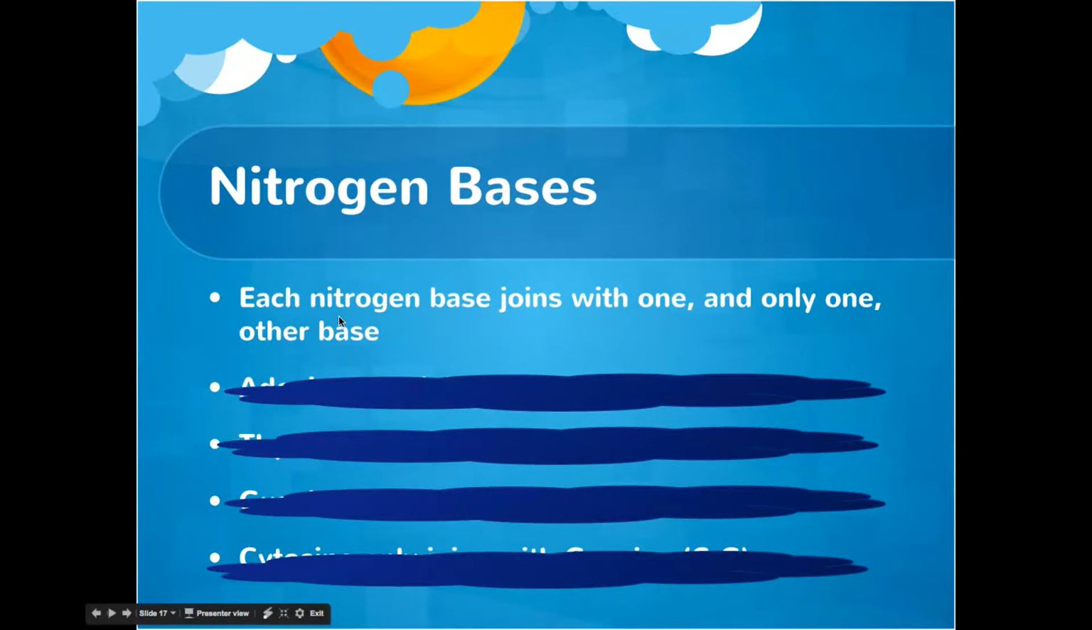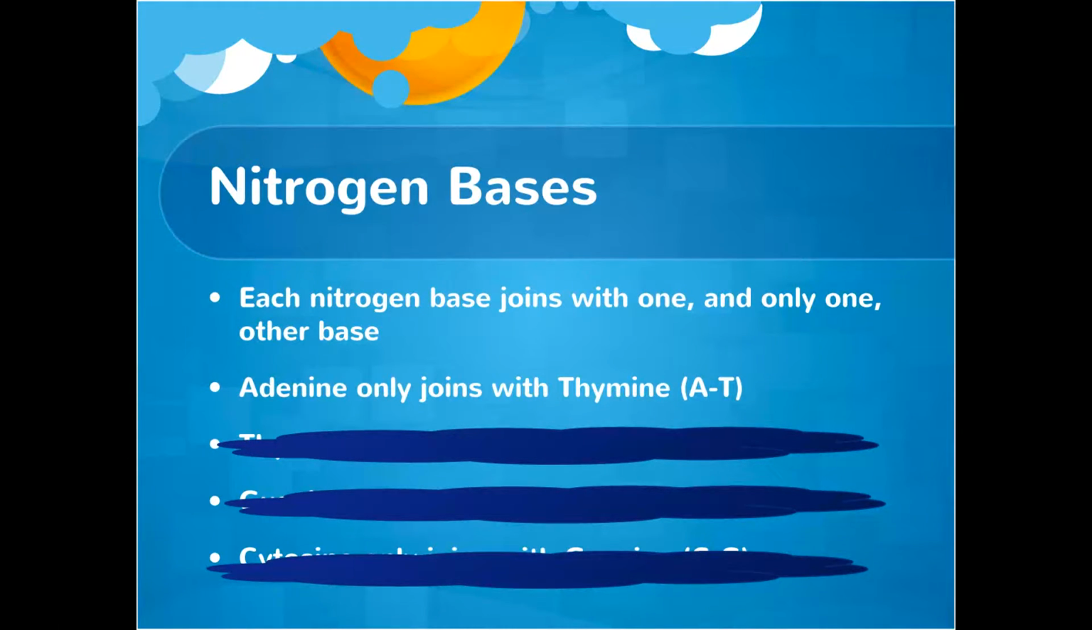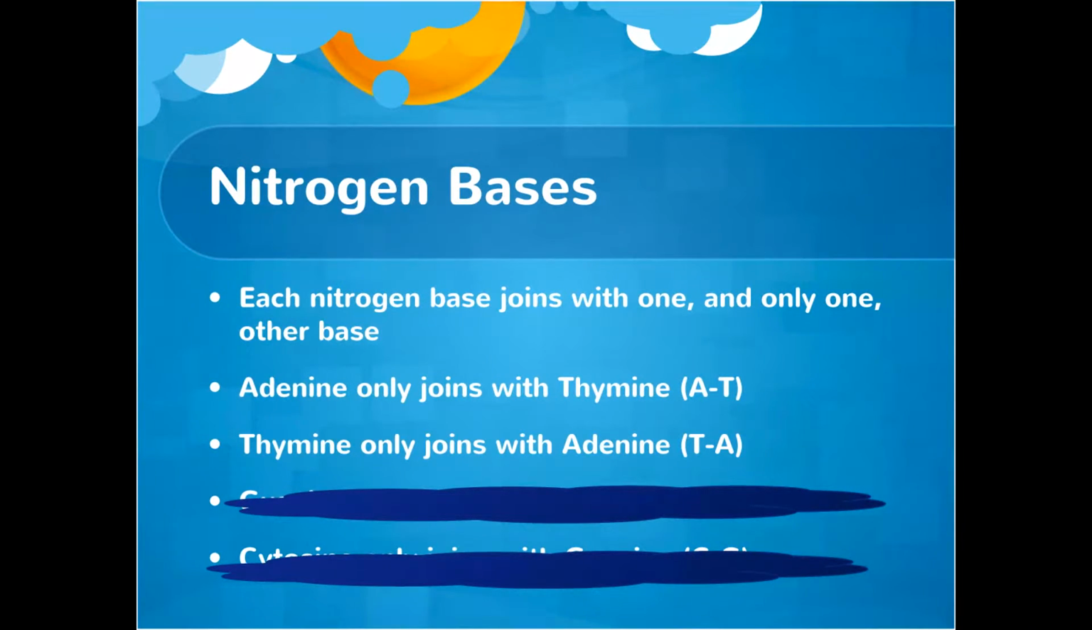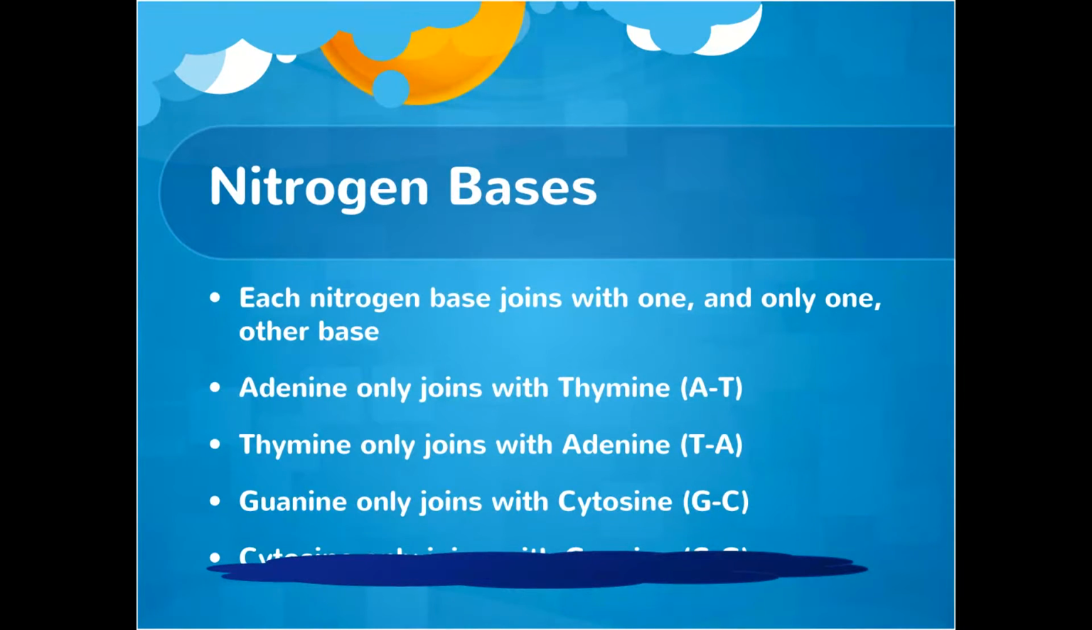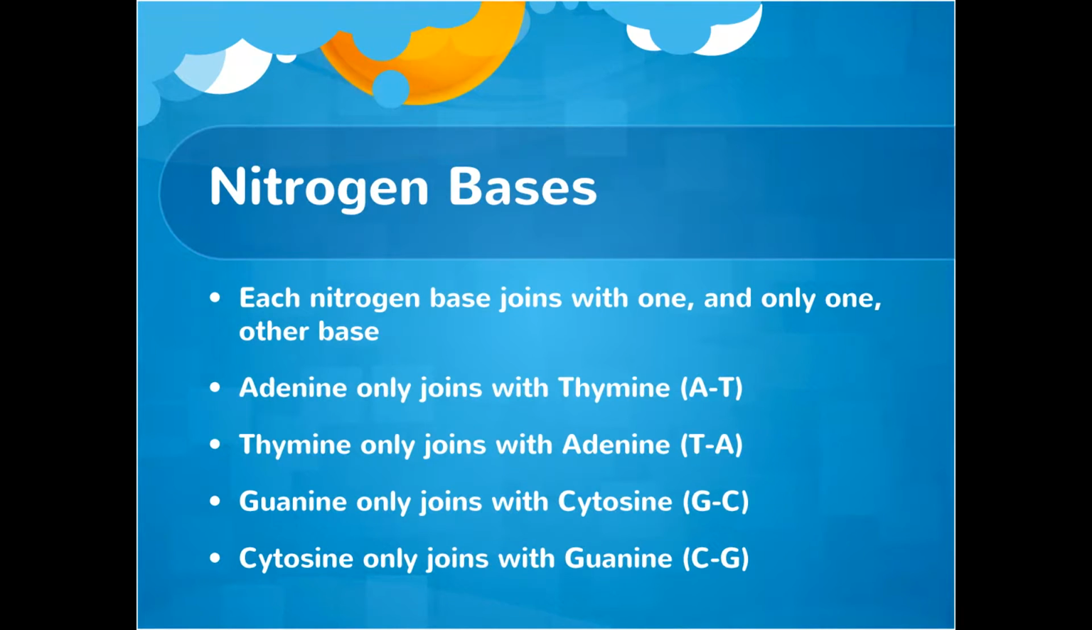Now, something that's very important to note, and you might have seen it on the diagram if you looked closely, is that every nitrogen base joins with one and only one other base. So these bases have rules for who they join with in the middle. And the rule is this: adenine only ever pairs with thymine. Likewise, thymine will only ever pair with adenine. Guanine will only join with cytosine, and likewise, cytosine will only join with guanine.